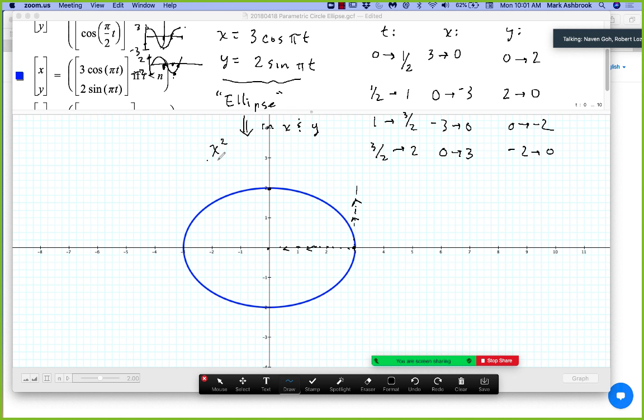Is it like x minus 1 squared? Oh, no. Oh, okay. Yeah, it would be x minus something squared if it had a different center. So we can do that.